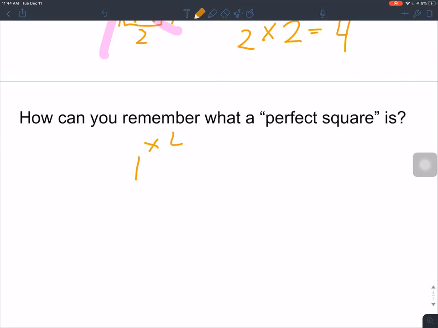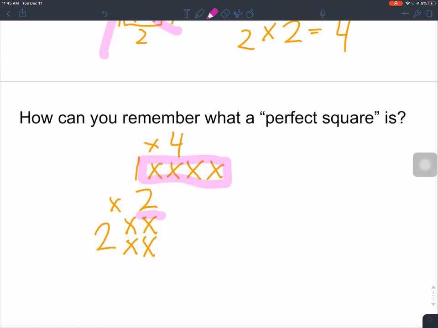One group of 4 would be one row of 4. That does not have equal sides, and it makes a rectangle, so that would not be the array that shows a perfect square. However, if you did 2 rows of 2, your product would be 4. And what do you notice about your sides? The sides are all equal to 2. So 4 is a perfect square, but the reason it is, is because the factors 2 and 2 make it so.